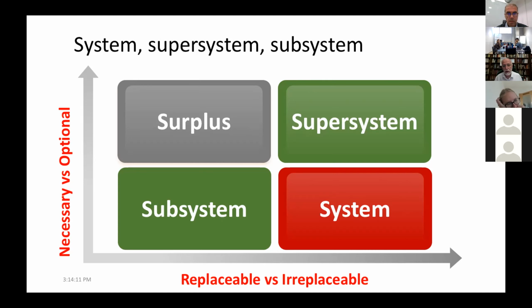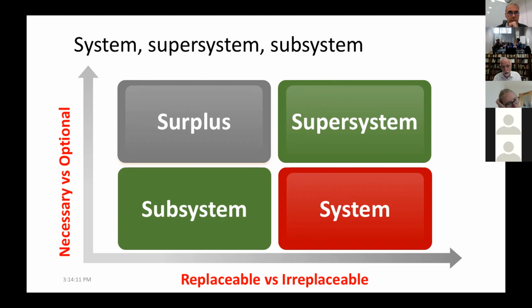A wheel is a subsystem. You can replace it. If your tire is broken, you replace it, but it is necessary. You cannot drive without a wheel. And what if you can replace something and you don't need it? Then it's a surplus, you eliminate it. That is trimming. And it is one simple sort of problem solving. So eliminating this surplus cuts your costs. It's a good thing to do.